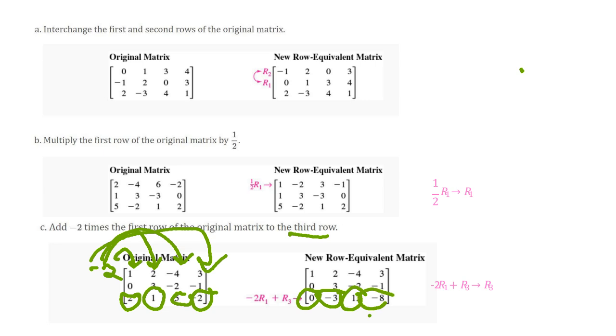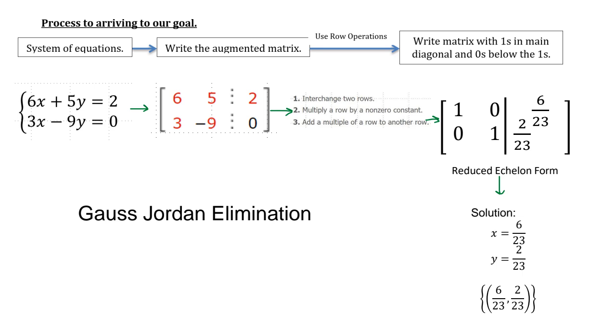So notice that row 1 and row 2 stayed exactly the same because we didn't want to change those. Our goal is to change row 3. And so the way we read this right here is multiply -2 times row 1 plus row 3. Whatever answer you get, we're placing it in row 3. So these are examples of the row operations.